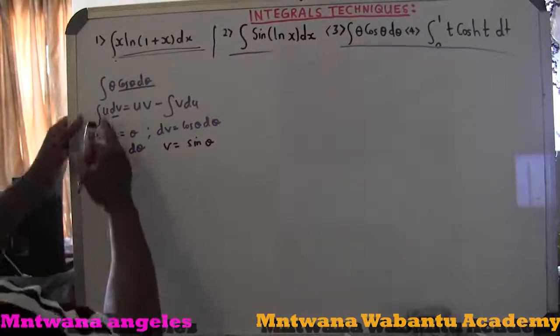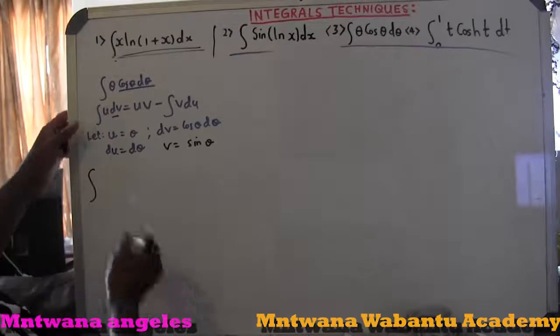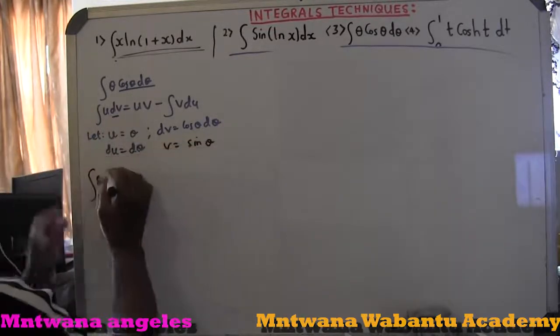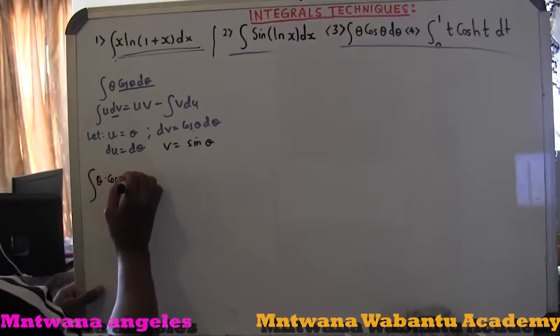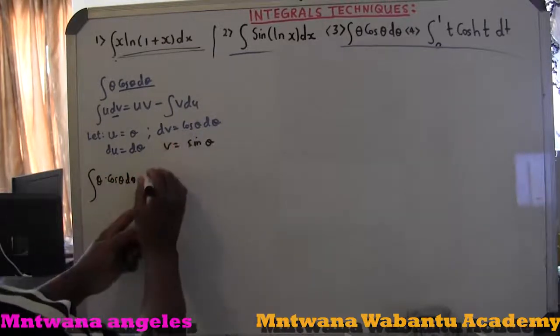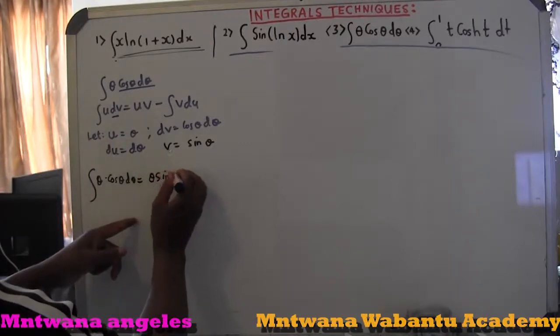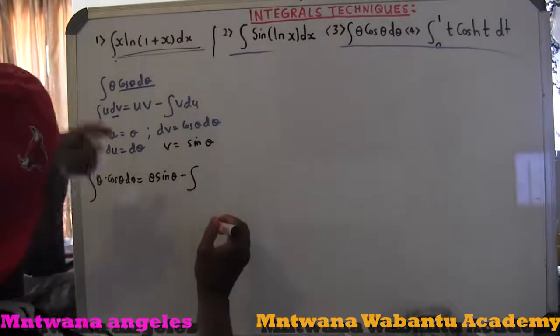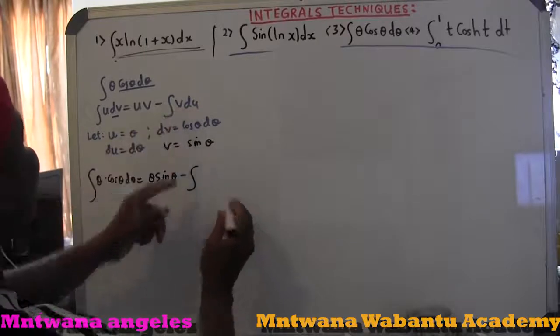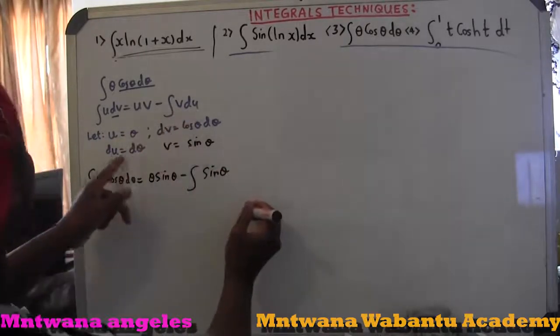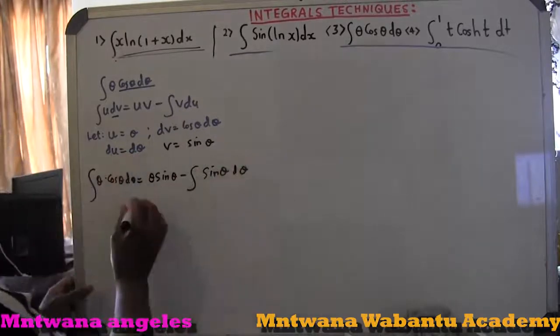Now we're gonna have to substitute back. So integral u dv, what is it? u equal to theta and then times dv. What is dv? dv equal to cos theta d theta. That equals uv, which means theta sine theta. Okay, now we go to v. What is v? Sine theta. Now du equals d theta. And these are easy.